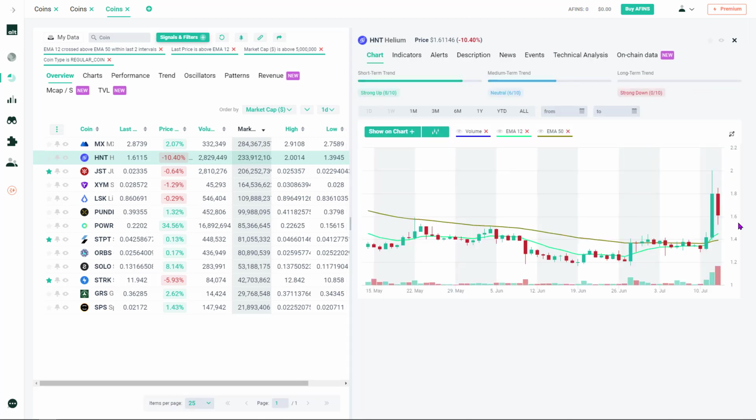So that pullback here, I think, is an interesting situation, that I'm actually getting another shot at it after the price spiked up yesterday with a high of $2. Now I can potentially buy it at $1.60. So I think that's really interesting.